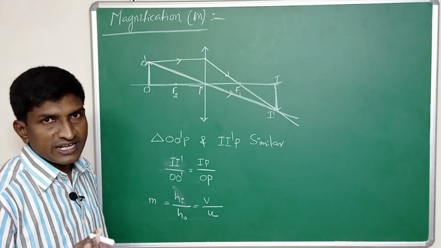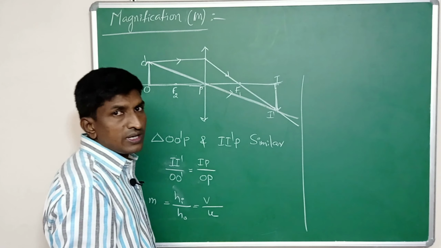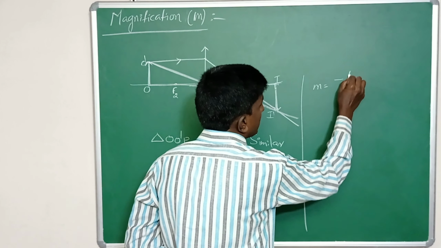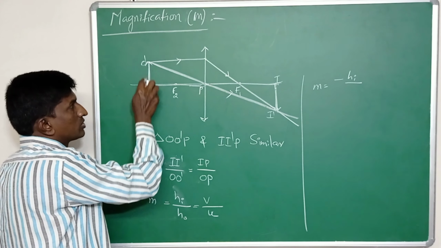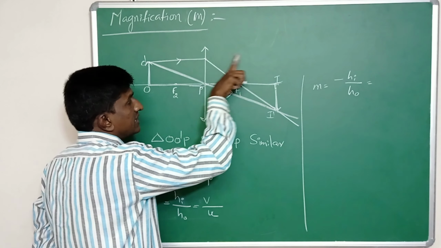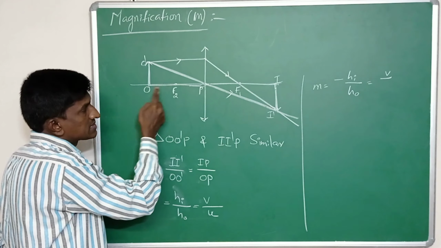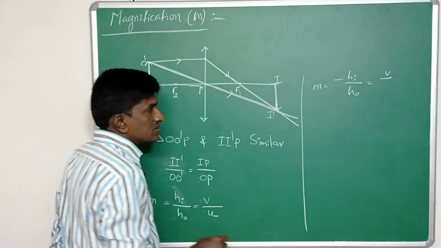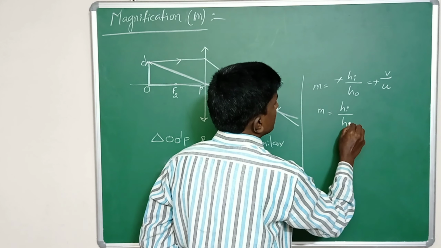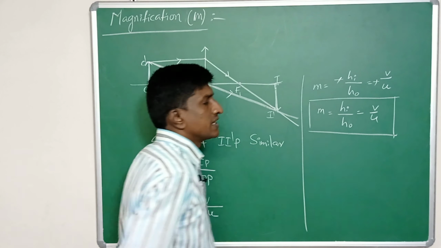So here we need to apply sign convention parameters. Here HI is below the principal axis, so negative. The heights which are taken below the principal axis are negative, above the principal axis are positive. So the magnification M equals minus HI by HO, and the height of the object above the principal axis is positive. Next V, the distance of image. We are measuring in the direction of incident light ray, so the distance of image is positive, and next U, the distance of the object. We are measuring opposite to incident light ray, so this value is taken as negative. Minus gets cancelled, so the magnification is HI by HO equals V by U. This is the formula for the magnification in case of lenses.